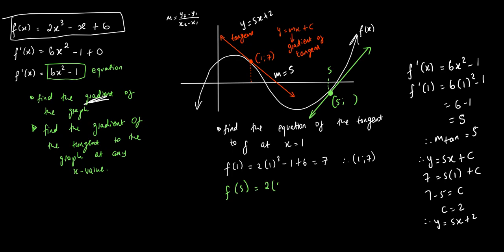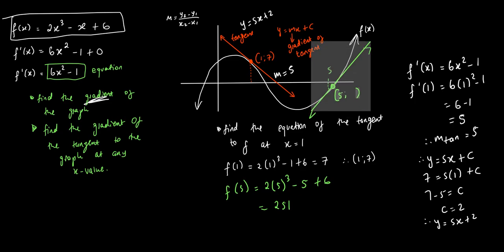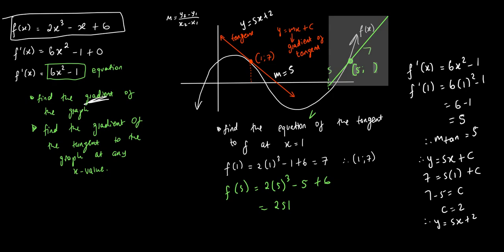Say 2 into 5 cubed minus 5. Right, I'm substituting here on x. And then I say plus 6. So 2 into 5 cubed minus 5 plus 6. So the answer that I get is 251. If it's 251, it means the point there I drew it in the wrong place. This tangent maybe should be at the top there. Maybe here. Somewhere around here.